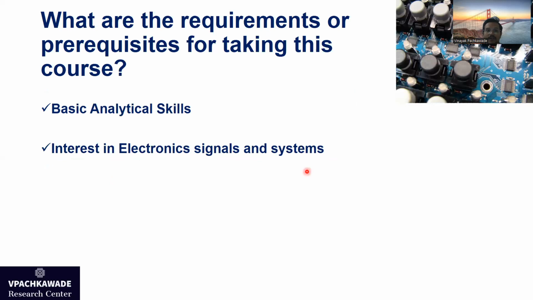designs. Now, what are the requirements or the prerequisites for taking this course? The first requirement is you need to have basic analytical skills that you can apply while taking and studying this course. You need to know the basic circuit laws such as Ohm's law, Kirchhoff's laws, etc. and a basic understanding of electronic circuits where you can apply them. And you need to have a deeper interest in electronic designs, electronic signals, and systems.